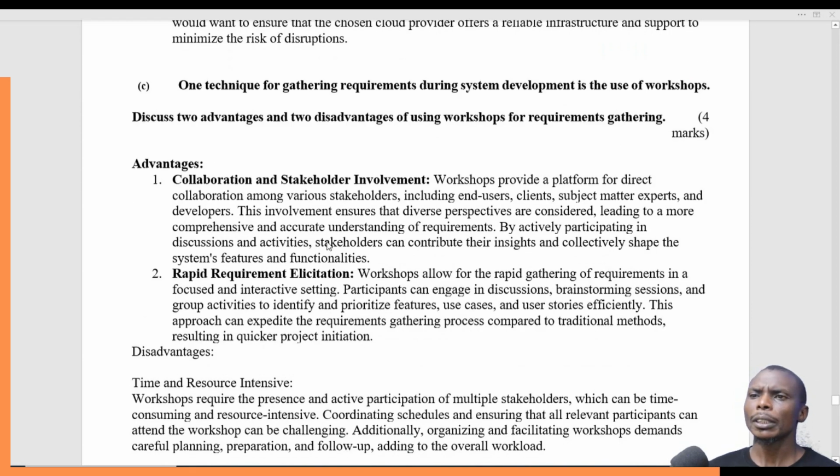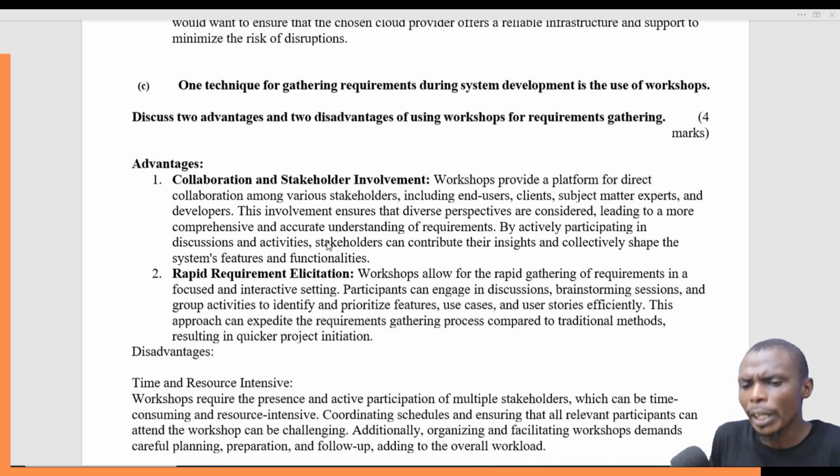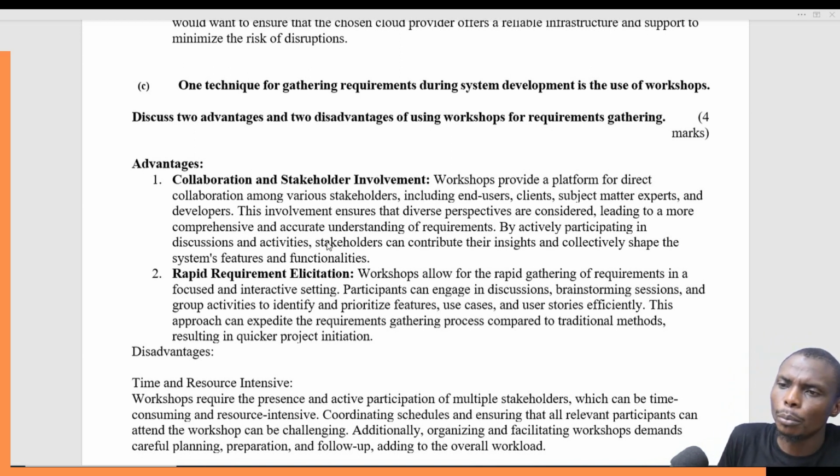Then the other question says, one technique for gathering requirements during system development is the use of workshops. Discuss 2 advantages and 2 disadvantages of using workshops for requirement gathering. So workshops is where you arrange a physical meeting with the stakeholders, and you get their views, or you gather information from them face to face.